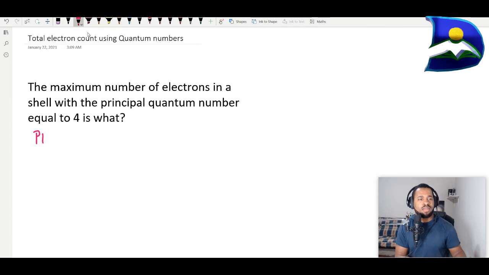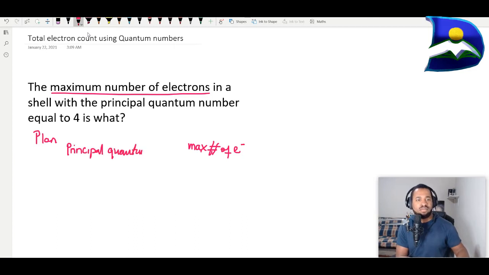Looking at the plan for this problem, in order to get the solution, we need to keep things in mind. One is that we're asked to find the maximum number of electrons, so our end point here is the maximum, which I'm going to highlight here as max number of electrons, and that is present in the shell with a principal quantum number. So we're going to start off with the principal quantum number, and we're going to go all the way to the maximum number of electrons. So let's look at the steps we need to take into account.